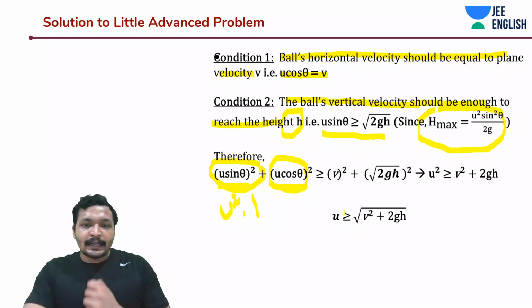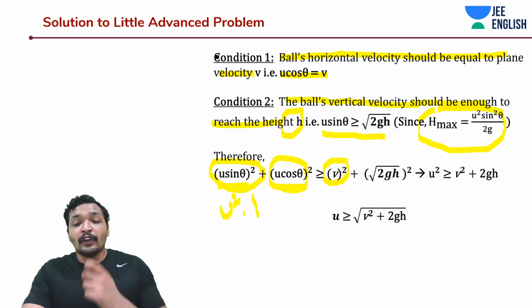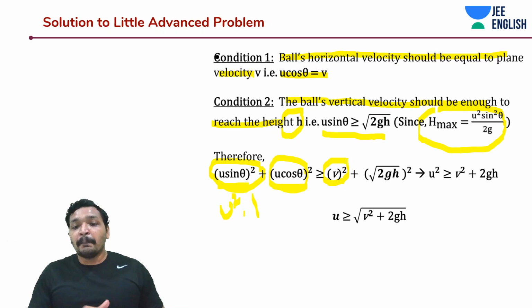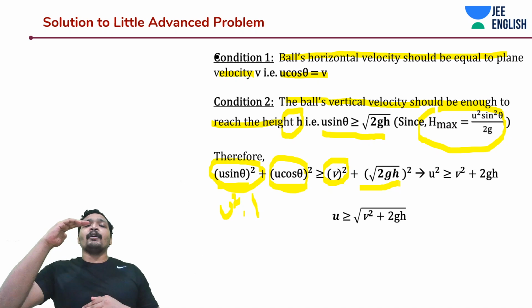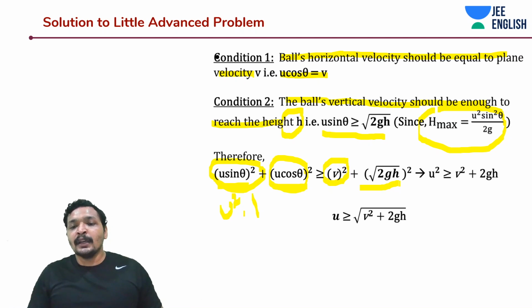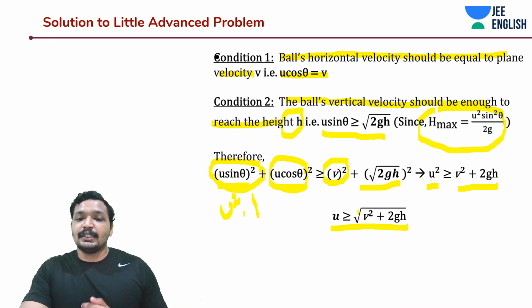And it should be greater than v square, which is the velocity of the plane you're sitting in, plus under root of 2gh whole square, where h is the height above which the plane is flying, which is nothing but 2gh. So u square should be greater than or equal to v square plus 2gh. And u should be greater than or equal to under root of v square plus 2gh.